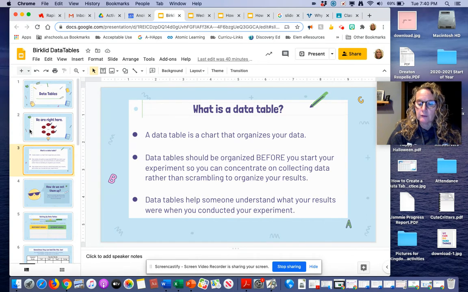and then also helping you to understand if you should accept your null, if your data supports your null hypothesis or your H1 or your H2 or your H3. So which hypothesis is supported by the data that you collected. It is much easier if that is all in one place where you can look at it easily.